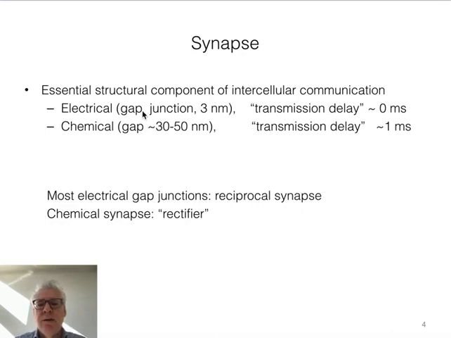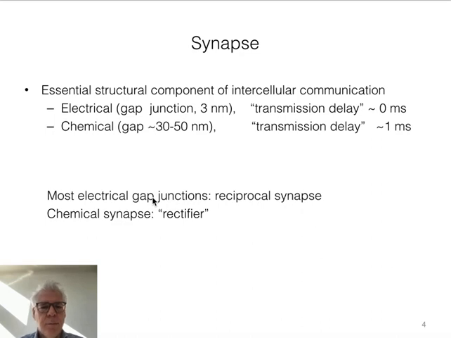At the same time, because the gap junctions can be viewed as a resistor, the communication is essentially bidirectional. So you could view it as a reciprocal synapse, while most chemical synapses can be viewed as rectifiers. There are some exceptions to the rule where there's a bidirectional chemical synapse, but that is relatively uncommon. Most chemical synapses are unidirectional, and therefore the information transfer is essentially from A to B and not from B to A.